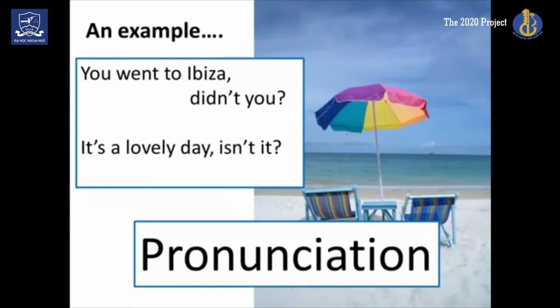The pronunciation then, we've looked at meaning and form. So the meaning here isn't difficult, the form is difficult. The pronunciation with these is also tricky. So you went to Ibiza, didn't you? The intonation here is up, and it's a real question. But it's a lovely day, isn't it? Is not a real question. I know it's a lovely day, I can see it as much as you can. It's simply a conversation starter, isn't it, really? It's often used to confirm things that we already know or think we already know. And with this one, the intonation is down, isn't it?